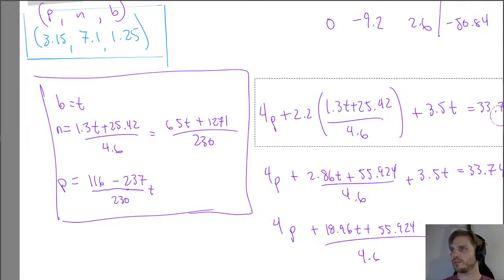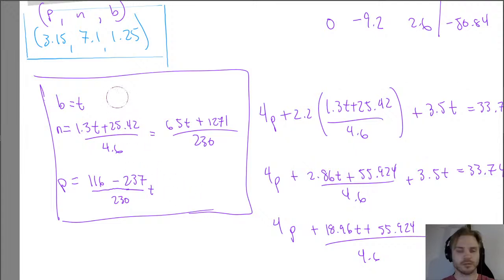Is this working? Come on, then. Why is this not working? Super annoying. Oh, because I'm on the wrong thing. Oh, sorry.